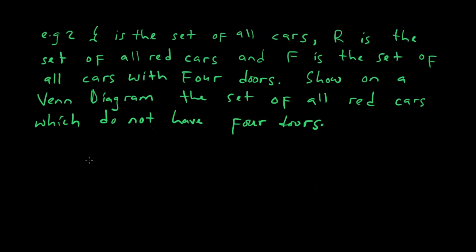Show on a Venn diagram the set of all red cars which do not have 4 doors. So before we go anywhere, notice that in this question there is nothing said about a complement, because in the wording of the question, complements are not mentioned. So that is mathematics for you. Sometimes the question is actually found in between the lines.